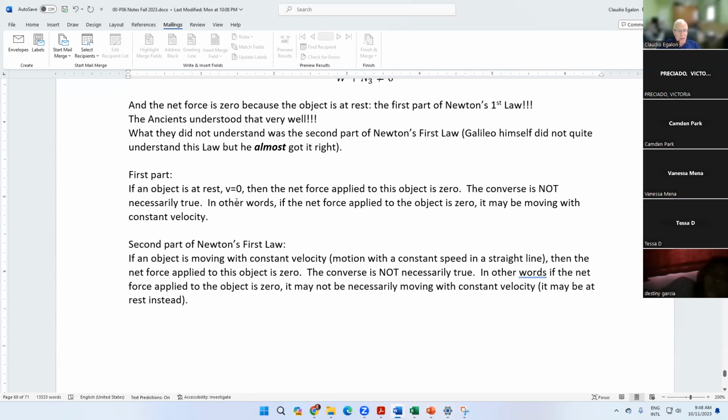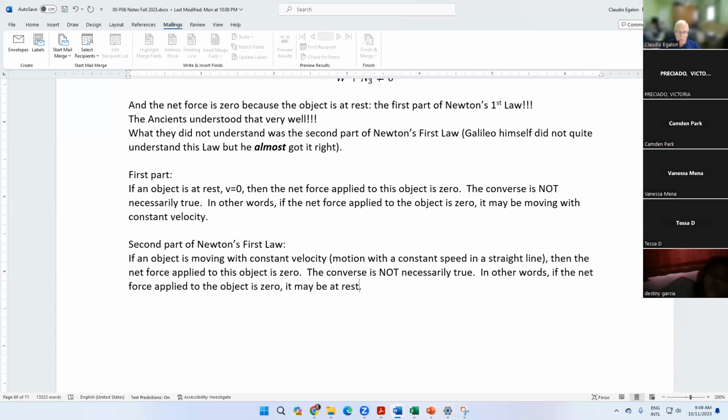So I'm going to change it here. See how we can improve the text, making it shorter and shorter. In other words, if the net force applied to it is zero, it may be at rest. Can you remember that? Can you memorize that? Constant velocity, net force is equal to zero. Velocity constant, net force is equal to zero.